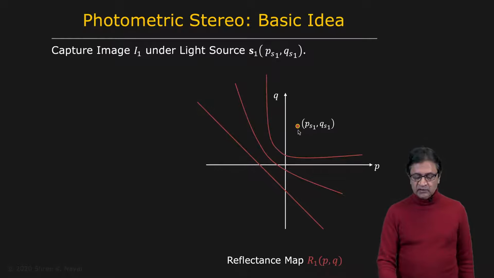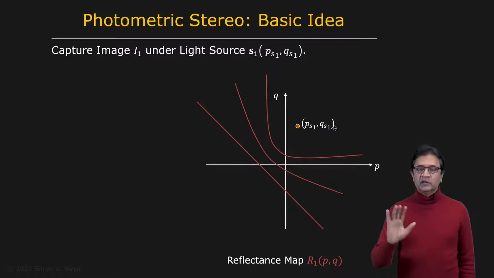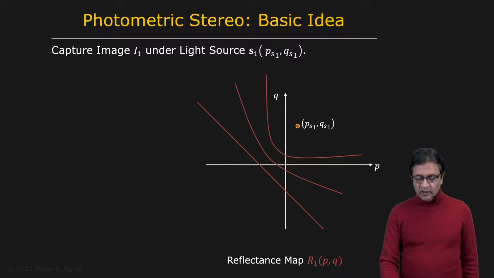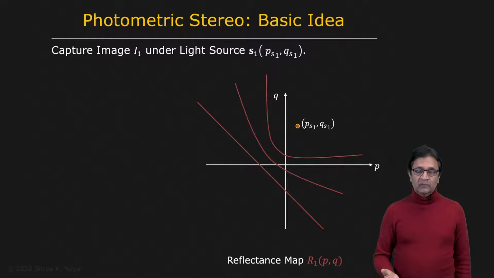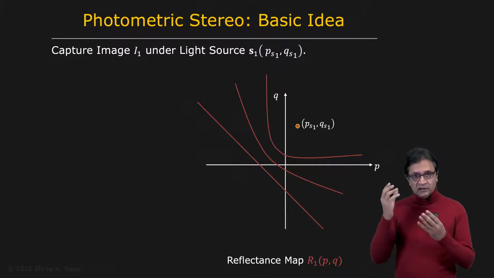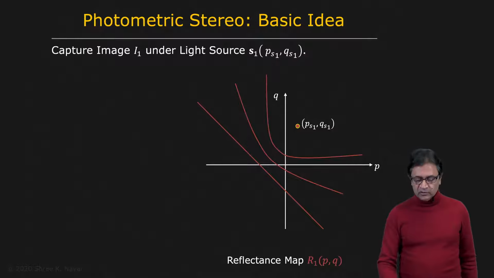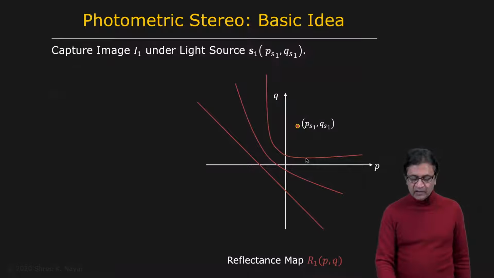So let's now talk about a single light source, the first of these, S1. Let's say that this is the direction of S1, which is PS1, QS1, and we take an image of the object. Once again, we're looking at 1 point, but the same arguments apply to all points. And we have computed the reflectance map for the known reflectance and this light source. Remember, to compute the reflectance map, we don't need to know anything about the shape of the object. It's just computed and applied to all points on the object. So here's your reflectance map with its isobrightness contours, and we'll call that map R1(p,q).